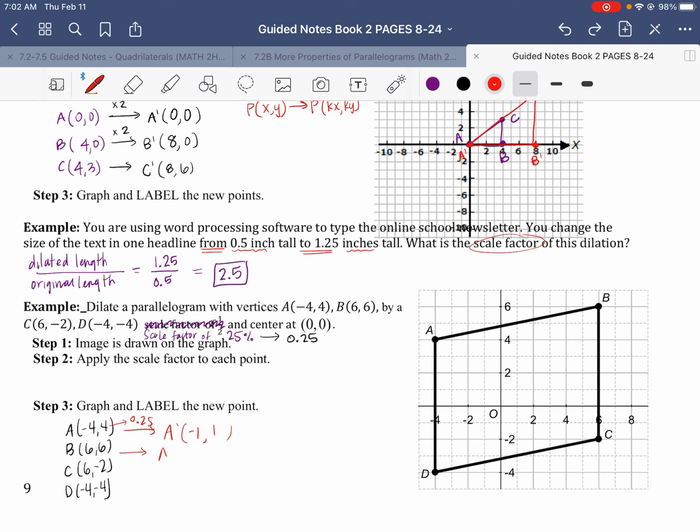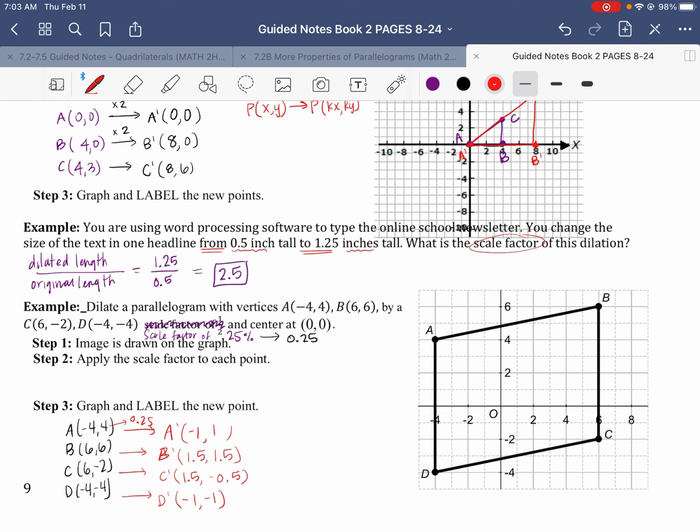Same thing with this one. So if we do 6 times 0.25, and these ones are going to be a little messy. Oh, I wrote A twice. Let's do a B. B prime, this is going to be 1.5, 1.5. So we're just multiplying it by 0.25. C prime, again, 1.5 for that one. If I do -2 times 0.25, I get -0.5 or 1/2. And then lastly we have D prime. So if I take 1/4 of -4, I get -1. So let's go ahead and graph that.